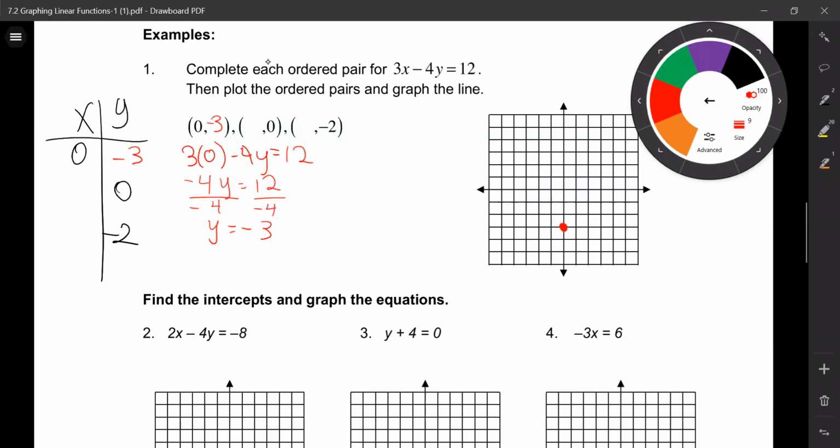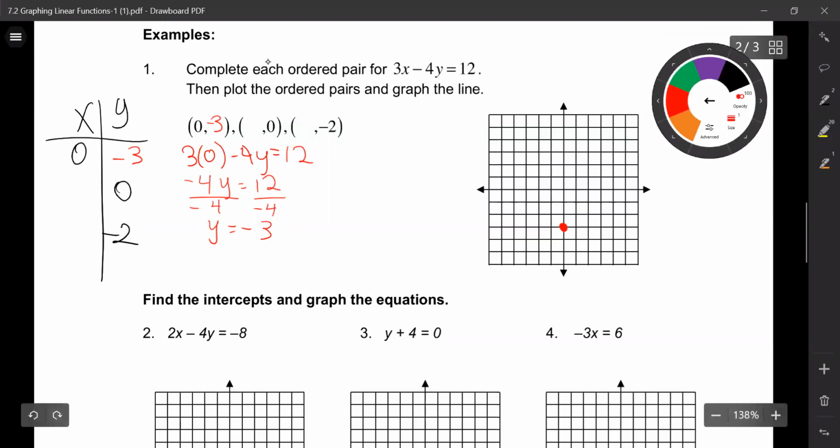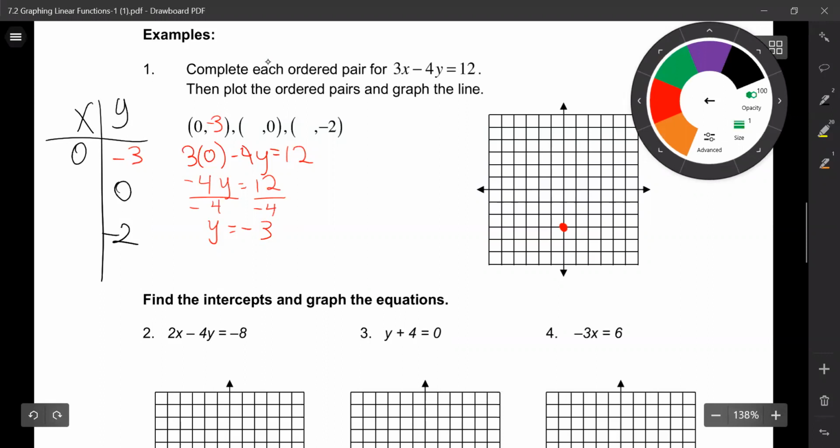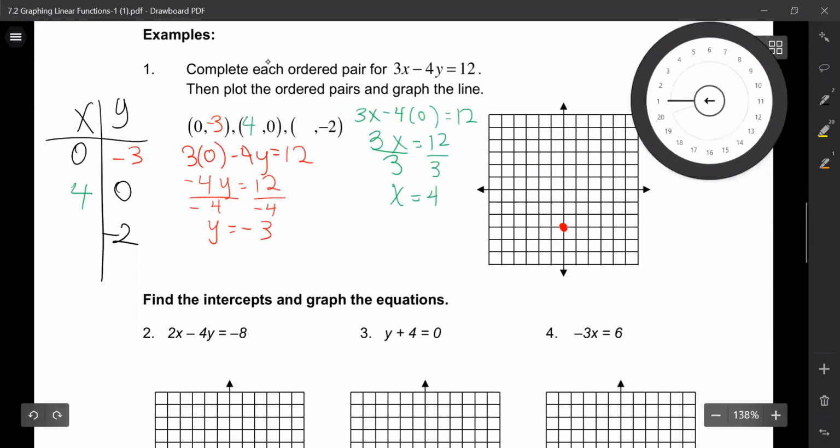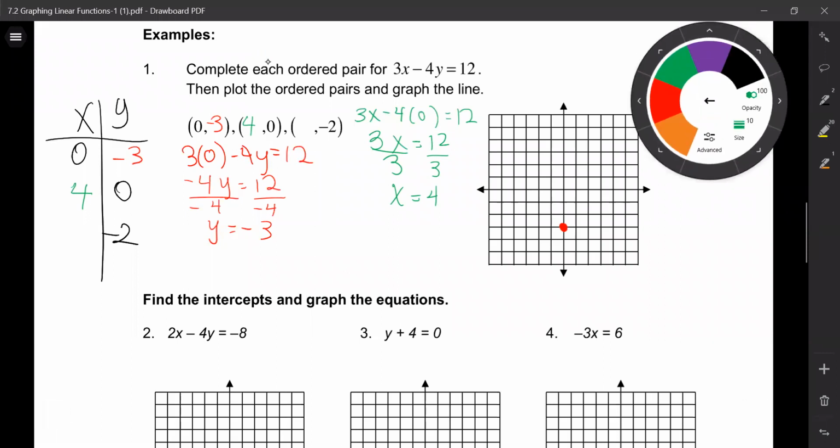All right, and then next we have when y is equal to 0, we want to calculate the x value. So 3x minus 4 times 0 equals 12. So that would just be 3x equals 12, and then just divide both sides by 3. So x equals 4. So when y is 0, x is 4. So in other words, (4, 0) is a point on the graph. And so that's going to be at 4 on the x-axis.